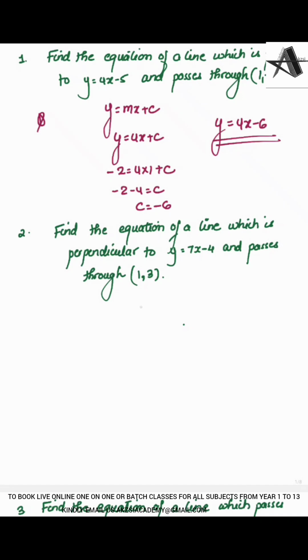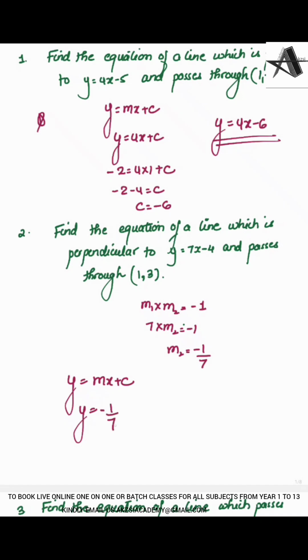We know if two lines are perpendicular, m1 into m2, that is the gradient of the two lines, should equal negative 1. The gradient of this line is 7. So the gradient of the other line would be negative 1 over 7. So the equation of our line is y equals mx plus c, and because the gradient is minus 1 over 7, this would be y equals minus 1 over 7 x plus c.